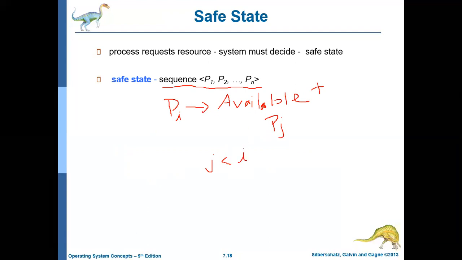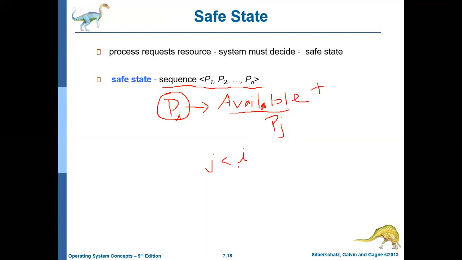Let me define it again. The system is said to be in a safe state if there exists at least one safe sequence like P1, P2, P3 up to Pn, where each Pi is a process, such that for every process Pi, whatever resources it is going to request in the future can be satisfied by the available free resources plus the resources currently being held by the processes Pj, where j is less than i.